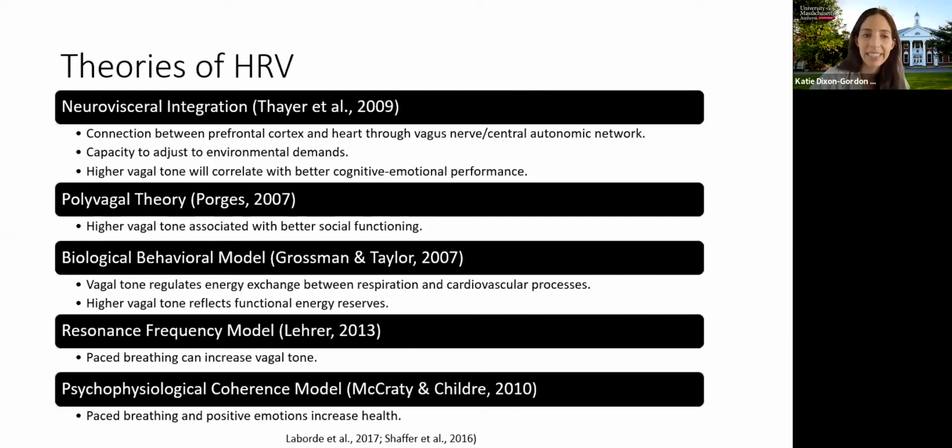There are a number of different theories that aren't necessarily competing with one another about what HRV is all about, but they emphasize different things. I will just highlight that some of these theories are focusing more on developmental or evolutionary origins, and the empirical support is maybe sparse. So the neurovisceral integration theory really focuses on the connection between the prefrontal cortex and heart through the vagus nerve. And so it conceptualizes HRV as one way of measuring capacity to adjust to environmental demands, where higher vagal tone would be associated with better cognitive and emotional performance, or better stress response capacity.